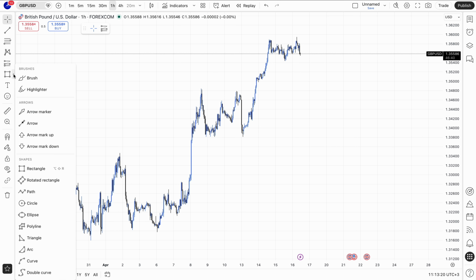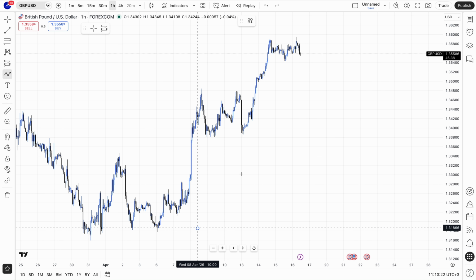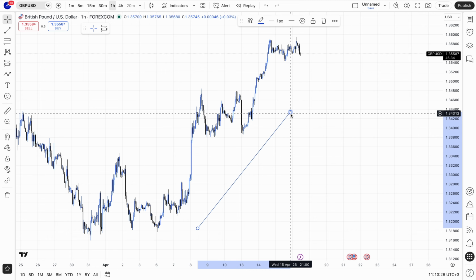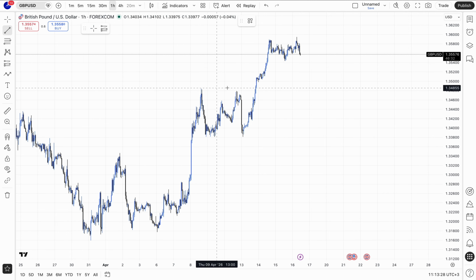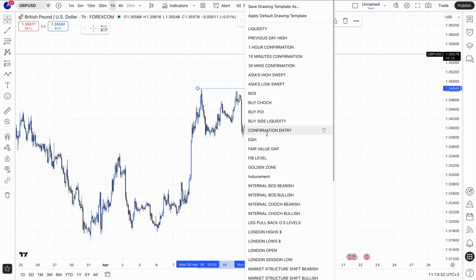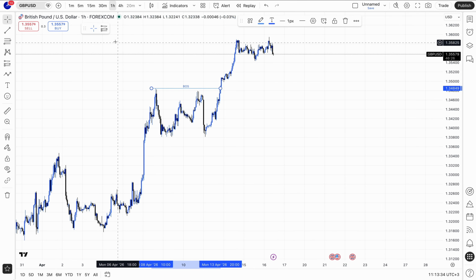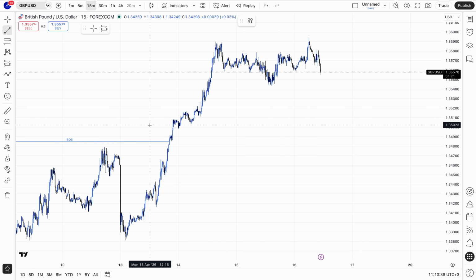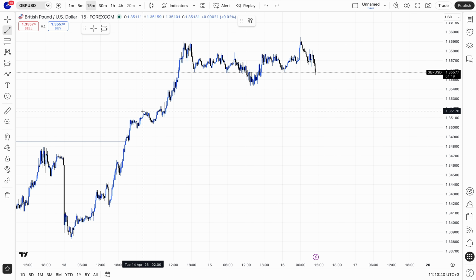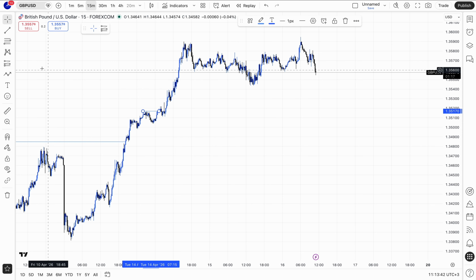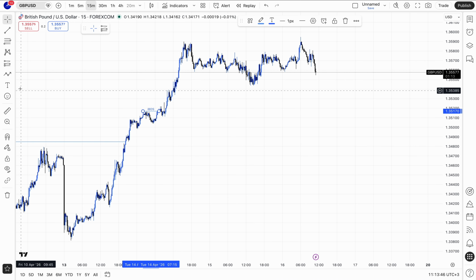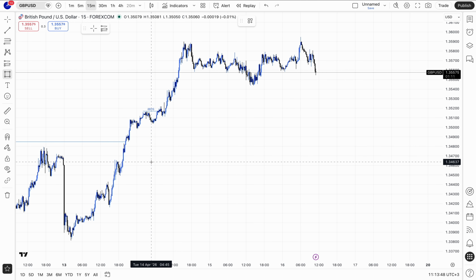So first and foremost is market structure, to understand where the market is moving, to understand where the market is heading, both internal and external structure. So you can clearly see that we have our last break of structure to the upside, which is here, the external market structure. And then I have to go down to 15 minutes for our internal market structure. And our internal market structure is our 15 minutes time frame. And it's here. And here is my break of structure to the upside, internal market structure.